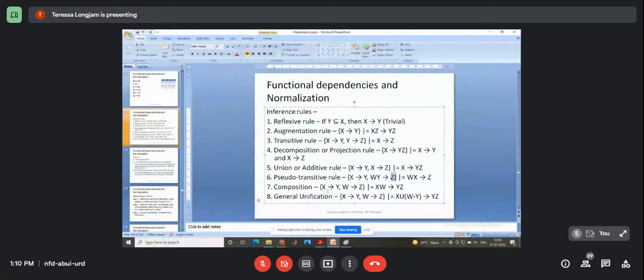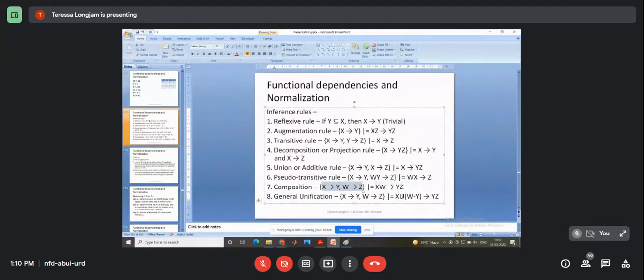Next is the composition rule. Composition rule means two functional dependencies, we can combine them. Like this, the left-hand side and the right-hand side, we combine the sets of attributes, and this functional dependency also holds if these two hold.